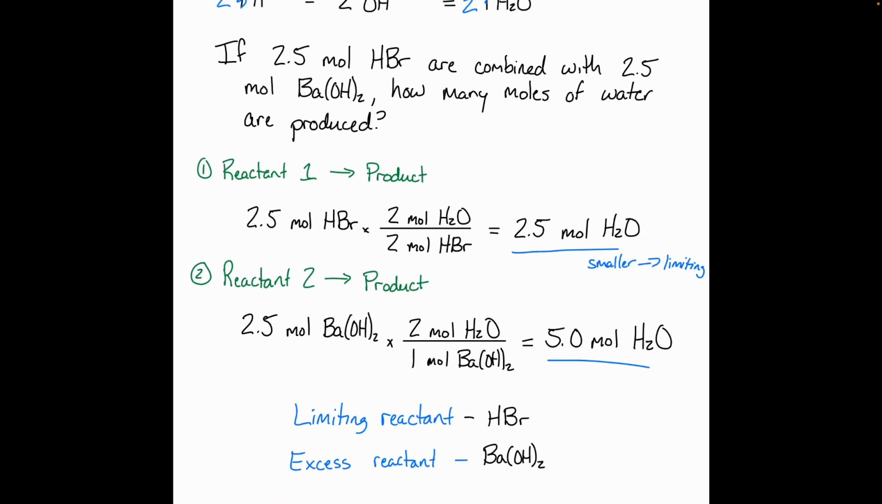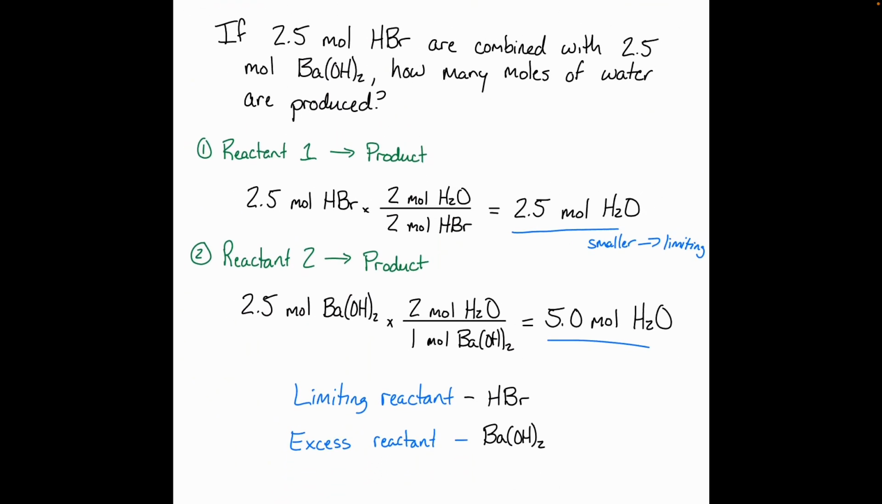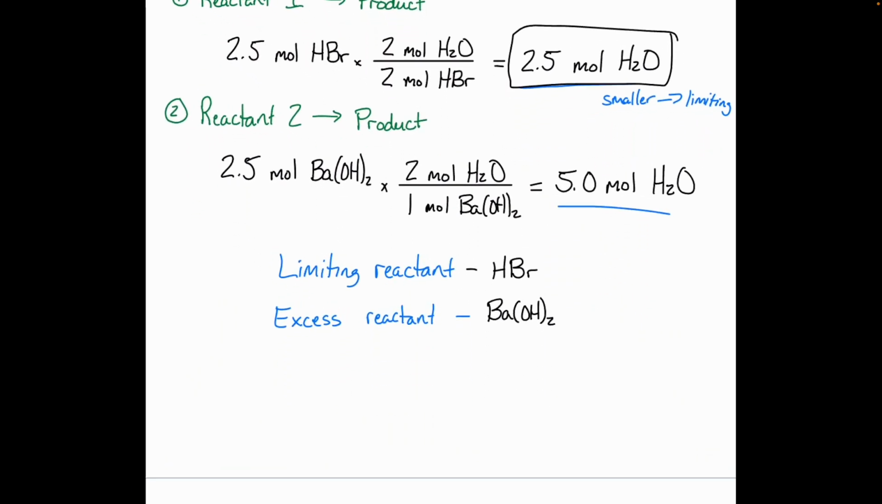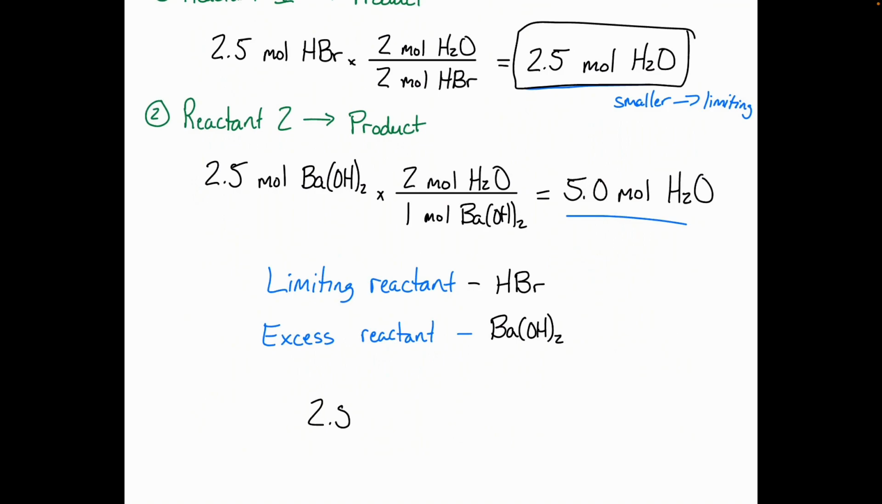Okay, and to finish off the problem here, the problem was asking me how many moles of water would be produced when I mix these 2 together. So how many moles of water am I going to make with this combination? That limiting reactant tells me how much product I can actually get, right? My HBr is going to be consumed first, after only 2.5 moles of H2O are produced.